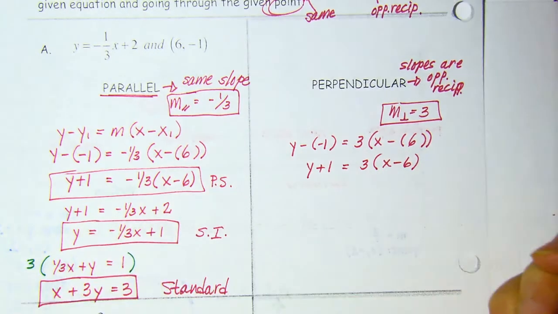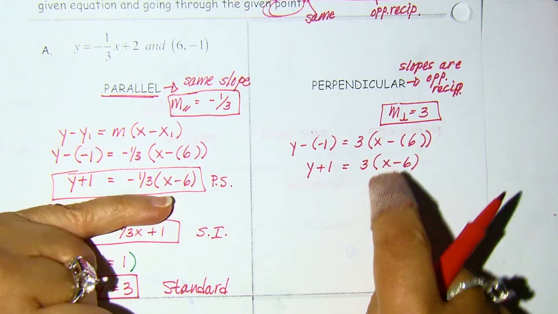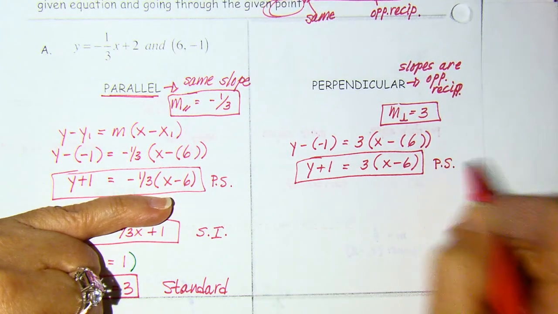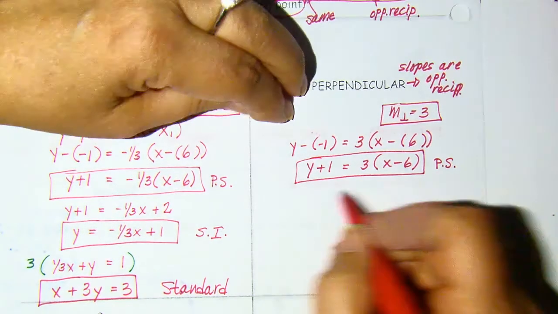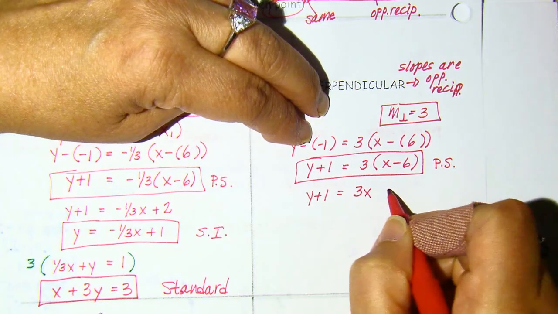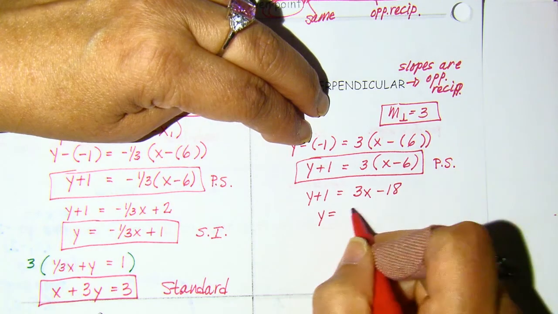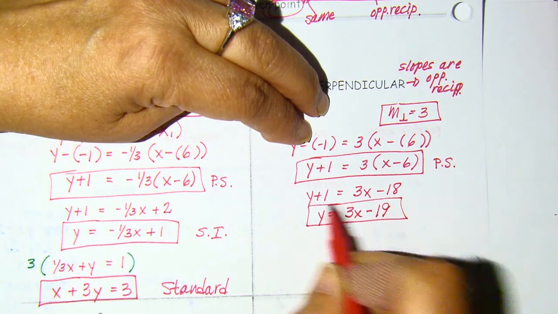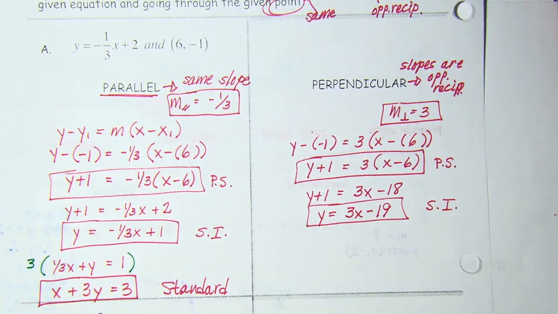The only thing that has changed from this to this is the slope, because this line is parallel, this one's perpendicular. This we're going to say P.S. because that's point slope. Now I'm going to distribute and move the 1 to put it in slope-intercept form. So I get y plus 1 equals 3 times x is 3x, 6 times 3 is 18, it's negative. Take the 1 over, y equals 3x, subtract 19. Here is my slope-intercept. Okay, if you don't like using the initials, then write the whole thing out.